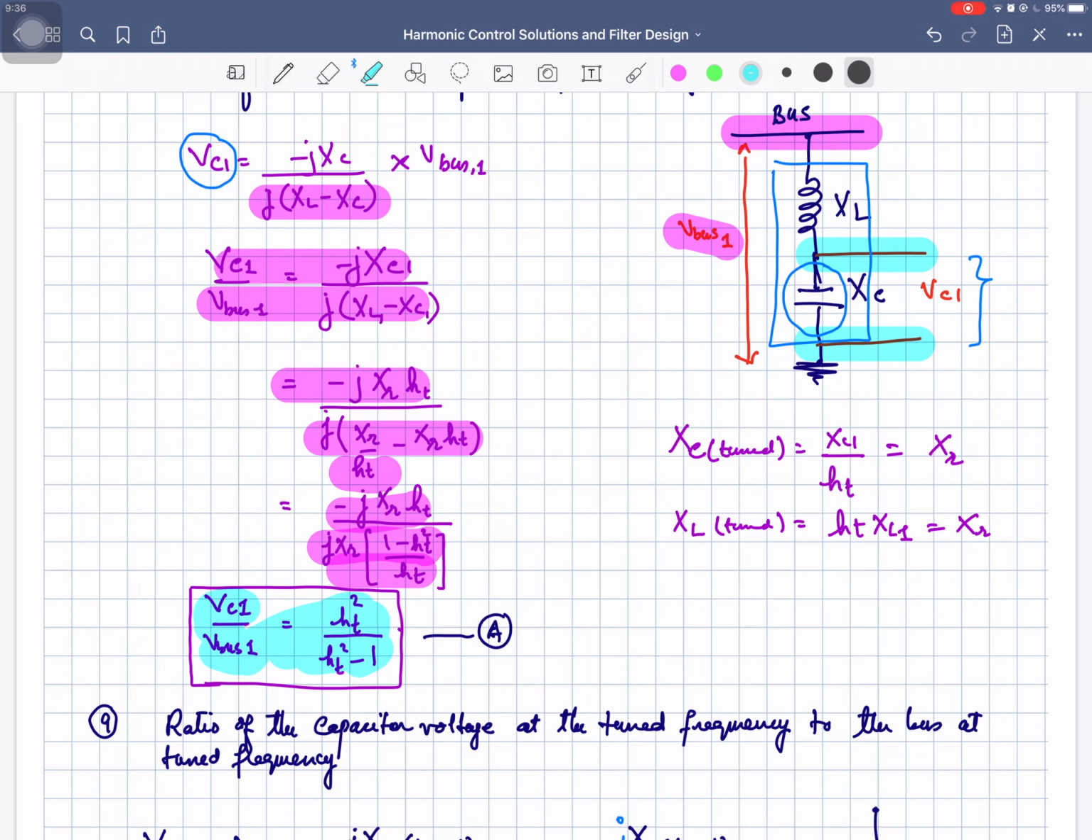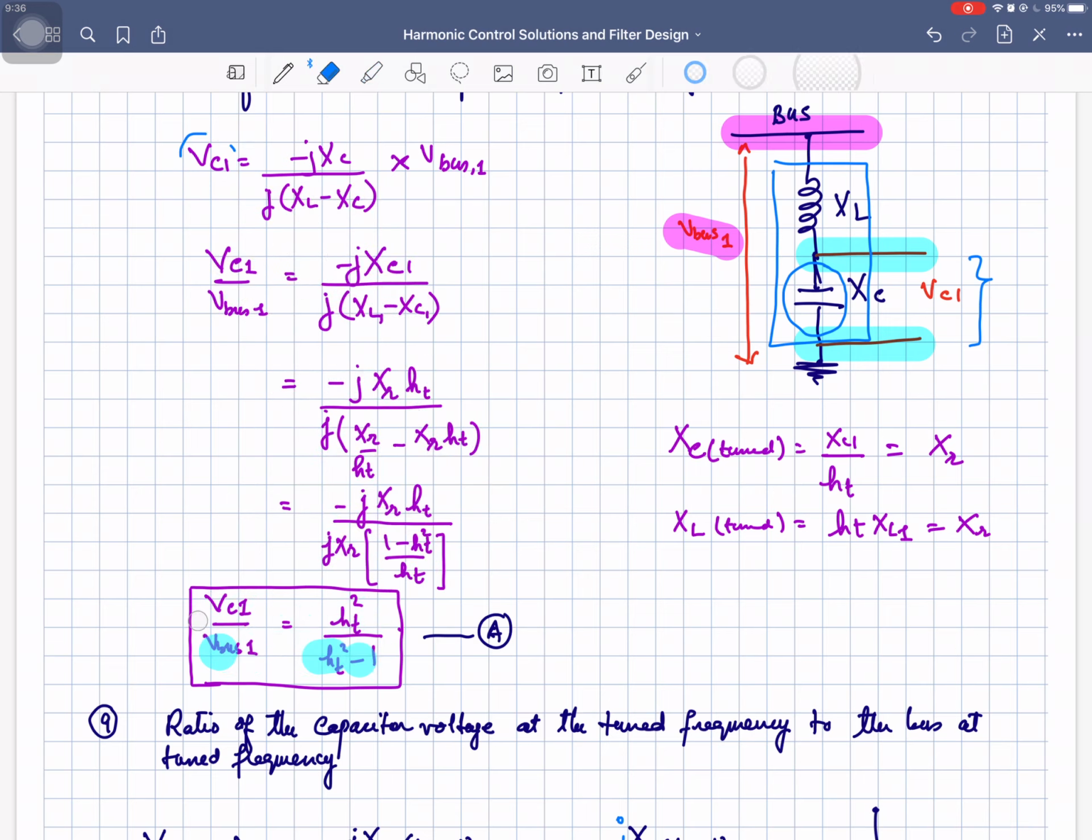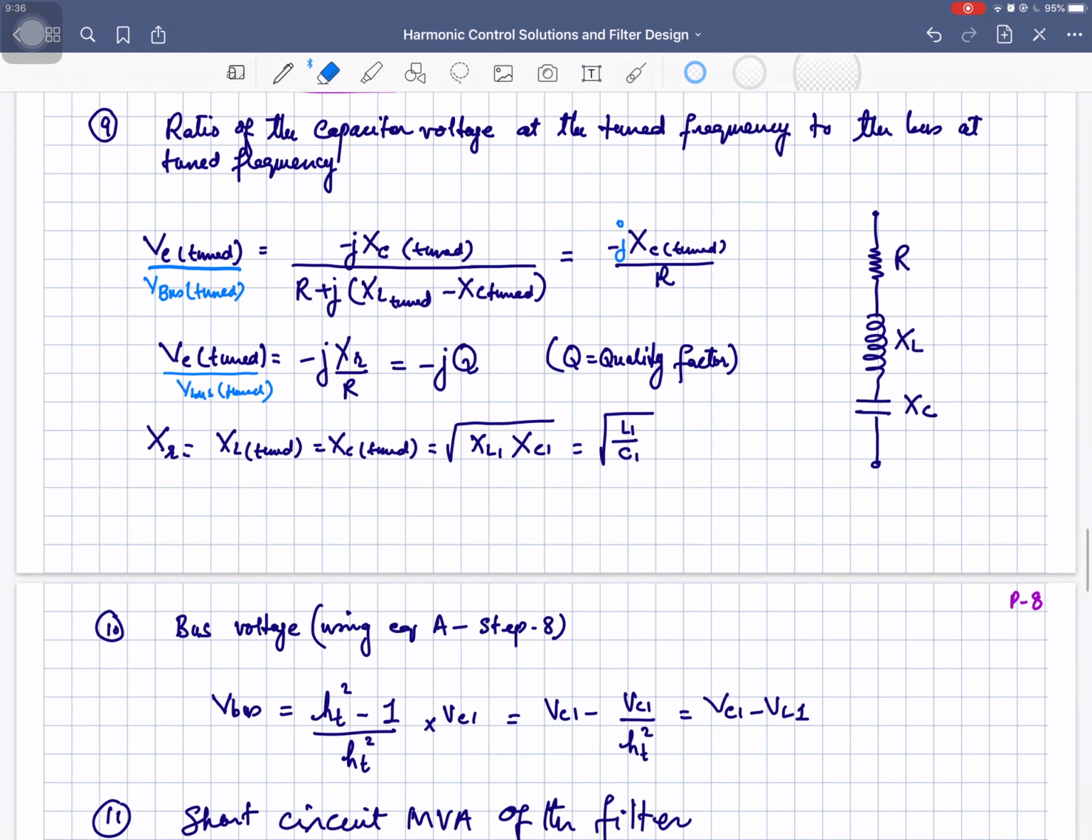So, we have calculated the ratio of the capacitor voltage with respect to the bus voltage, the fundamental component of the voltage across the capacitor and the fundamental component across the bus. Now, in the next step, the ratio of the capacitor voltage at the tuned frequency to the bus voltage at tuned frequency is calculated.